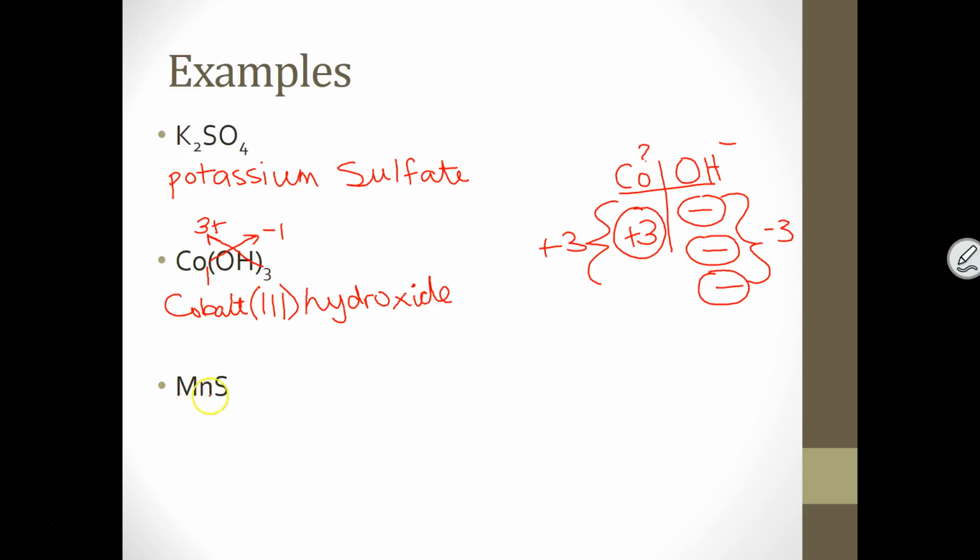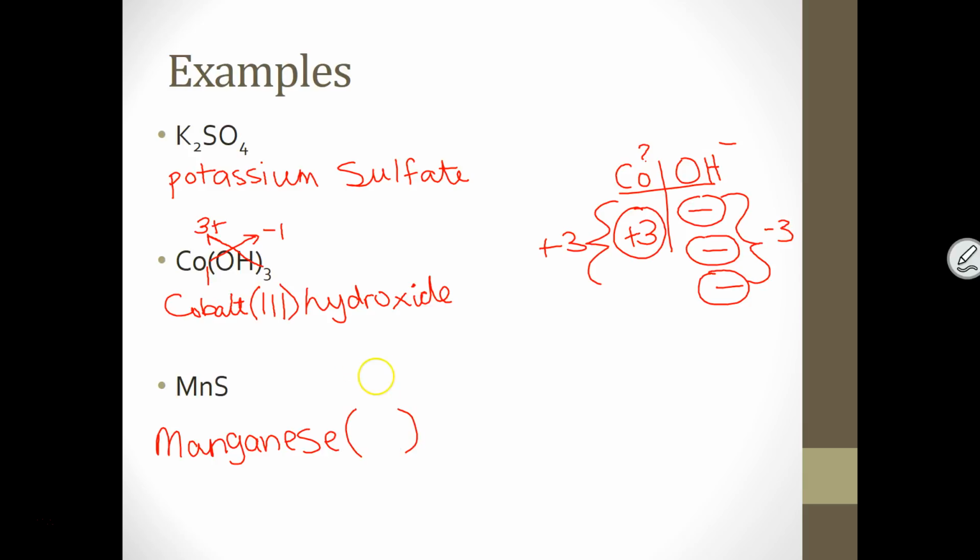So this last one, I'm going to do crisscross, but I'm going to do it on purpose because I want you to see something. So let's write out the name of this cation. Mn is manganese. And manganese is also a transition metal, just like cobalt was. So we're going to have to put a Roman numeral in parentheses. So let's put that here to remind myself later on to put that in.